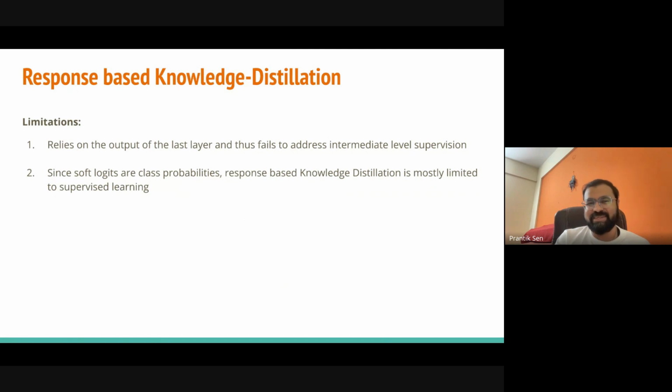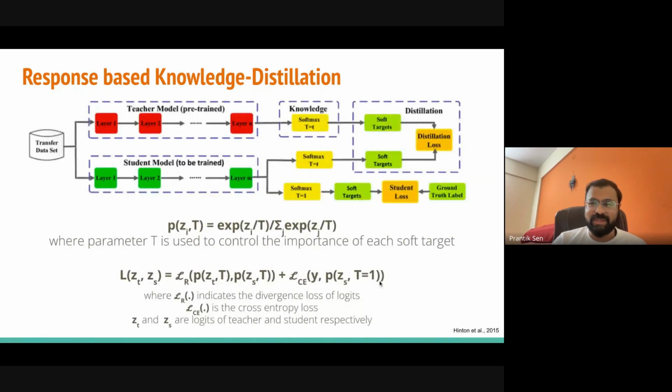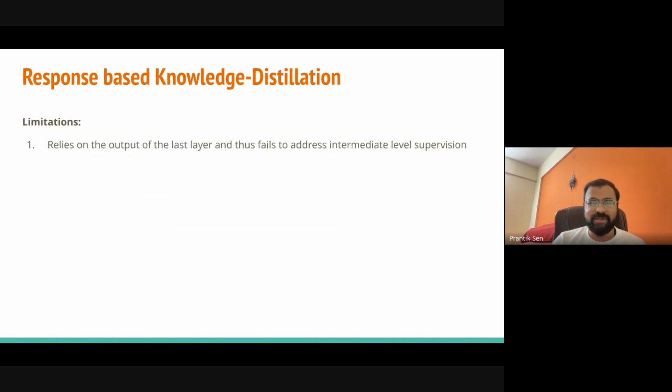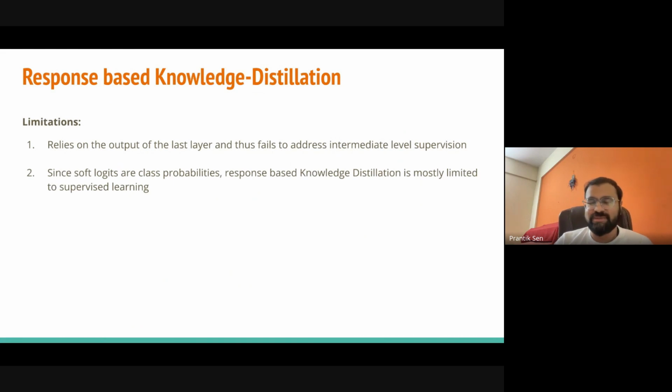Now, second, we talked about how response-based knowledge distillation only cares about your final layer distribution, the output logits, and it fails to address the intermediate level, whatever the teacher network has learned. So that knowledge is not getting transferred. That is one limitation here, and we will see how it is addressed in the later slides. Second thing is, since logits are class probabilities, this is mostly limited to supervised learning, because you saw how we need the ground truth y to compute the cross entropy loss, at least in this framework, right? So these are a couple of limitations of response-based knowledge, and there are better ways to match the teacher performance.